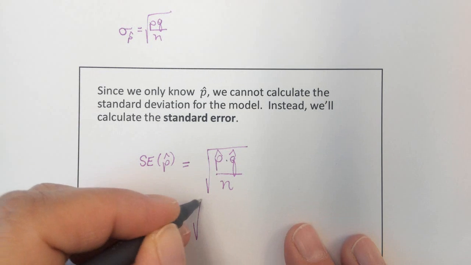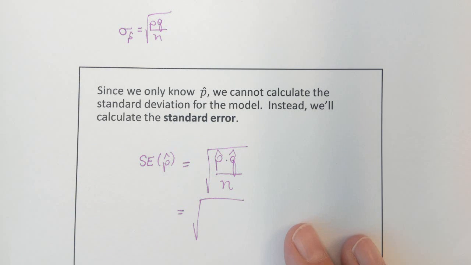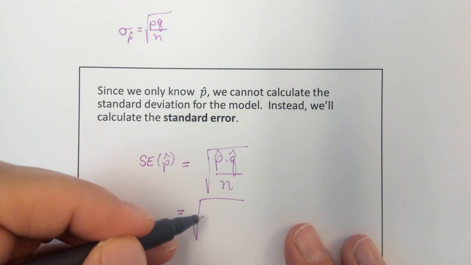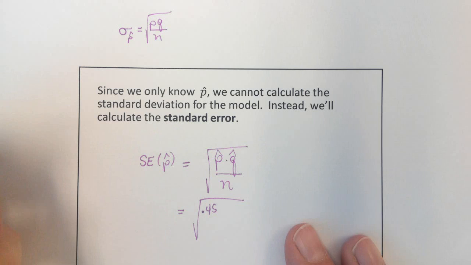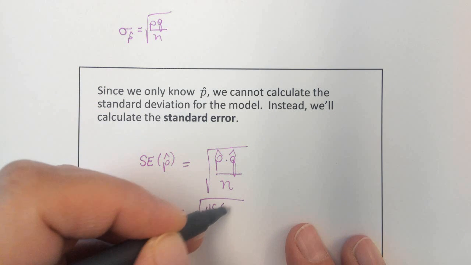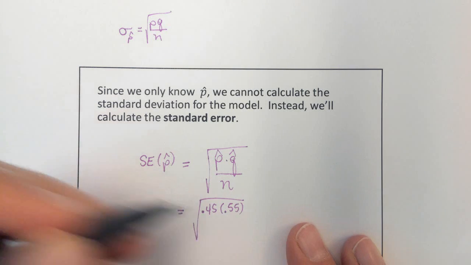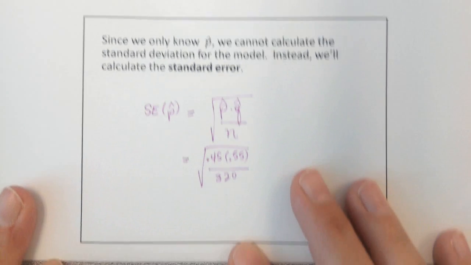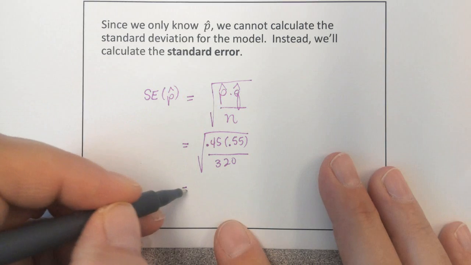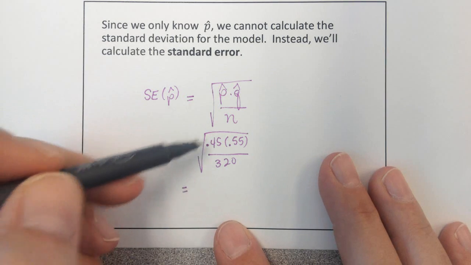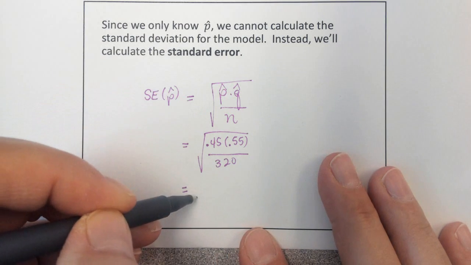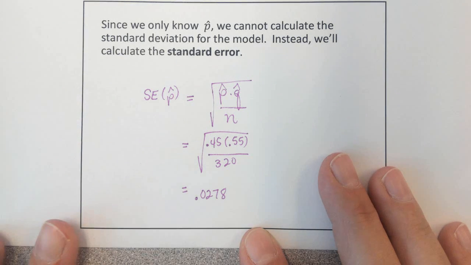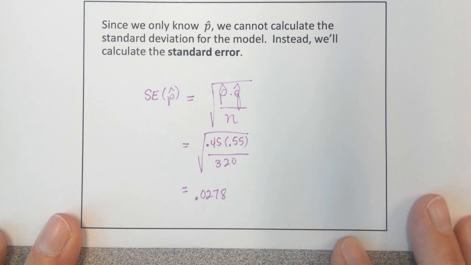Okay, let's put some numbers in. Let's see what the standard error for our yes voters is. So square root of, we had 45% who said yes. We had 55% who said no out of 320 people that were surveyed. And I'm going to assume you can put that in the calculator all by yourself and come up with 0.0278 without my help. So we're just going to go ahead and skip to the answer.